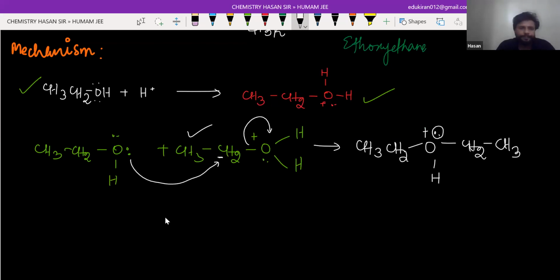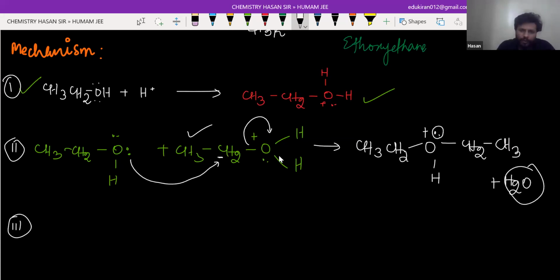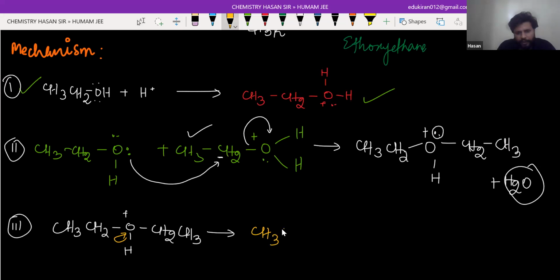Is that clear? Yes. This is the first step: protonated alcohol, then alcohol attacked on that. Before that, this attacks. And you can see there is dehydration of alcohol, that means in the second step you removed a water molecule. Now, in the last step, you can see again oxygen has a positive charge, which is unstable for oxygen. So in order to get stability, what will oxygen do? It will give a proton, and it becomes CH3 CH2 O CH2 CH3. This is the mechanism.